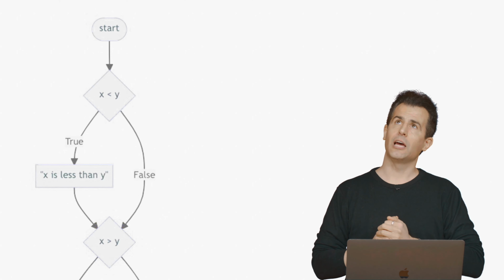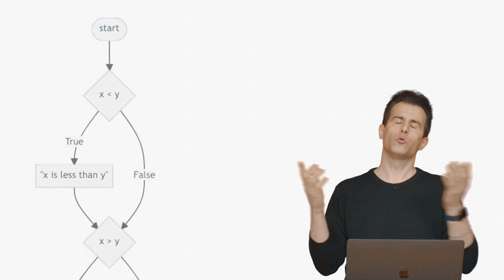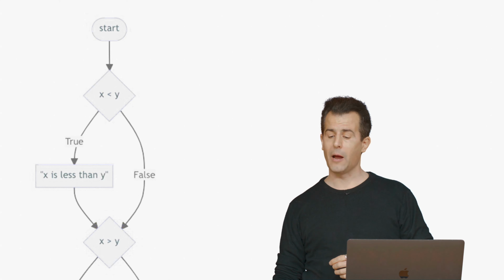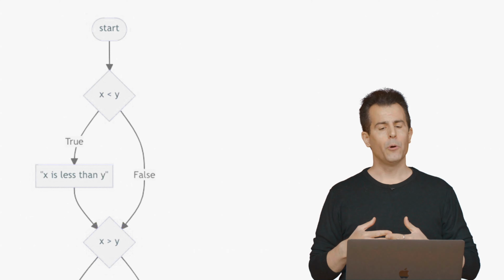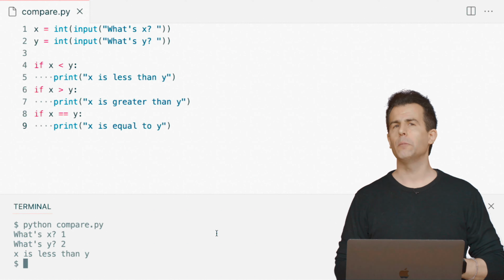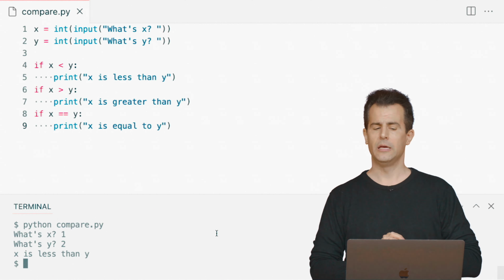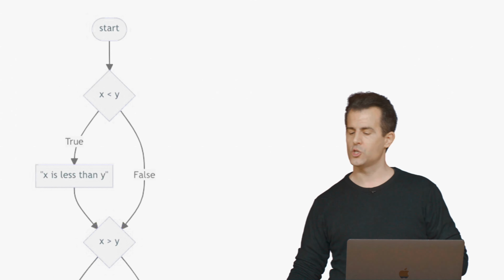The inputs I typed were 1 and 2, respectively, for x and y. So, of course, 1 is less than 2. That's why my program printed out, quote unquote, x is less than y. But recall the code then proceeded to ask two more questions. Is x greater than y? Is x equal to y? The flowchart depicts those questions too.